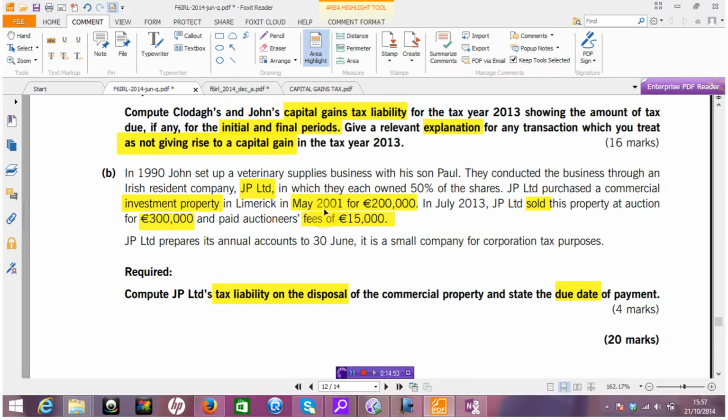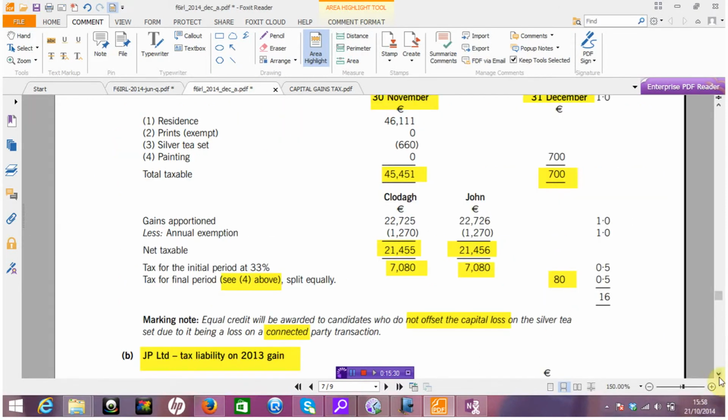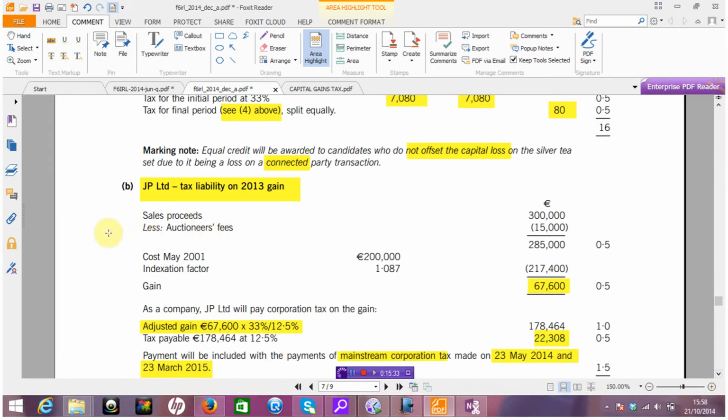This was purchased in May 2001 for 206K and then sold subsequently in July 2013 for 300 after auctioneer's fees of 15,000. So what we're asked to do is calculate the liability based on the information above and also state the due date. Just a thing to watch out for here is the subtle differences between how gains are calculated and how tax is calculated for companies as opposed to individuals. So if we look at the answer for this particular one, we'll see that again we have a heading for part B, tax liability on 2013 gain.